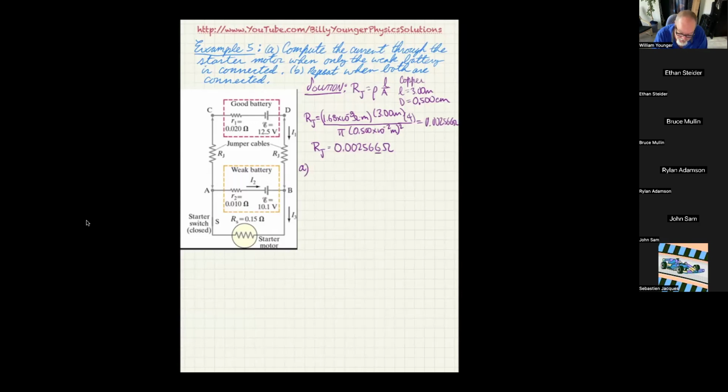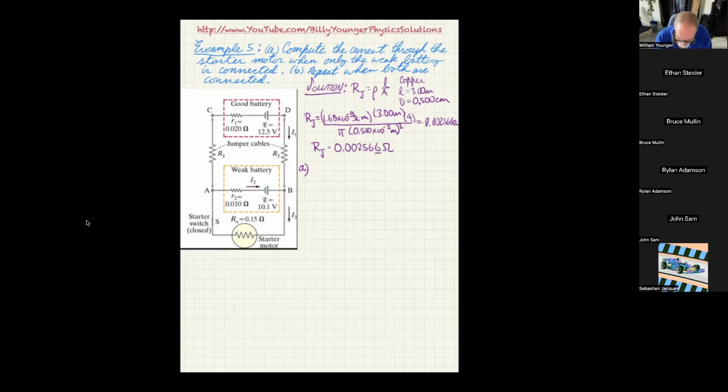So what I'm imagining here in part A is just this part of the circuit. These cables are not connected at all. So I'm going to do Kirchhoff's loop rule, and I'll start right here between R2 and the weak EMF. And I'm going to go this way, which, by the way, is the direction of I2 and is the direction of I3.